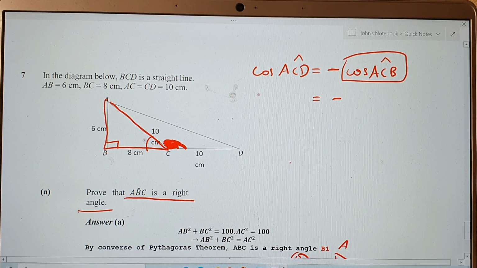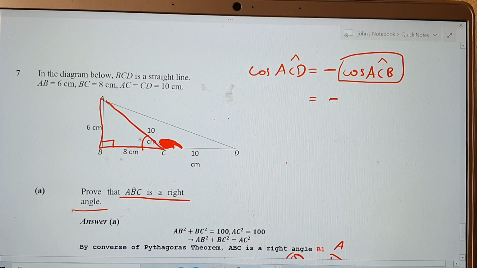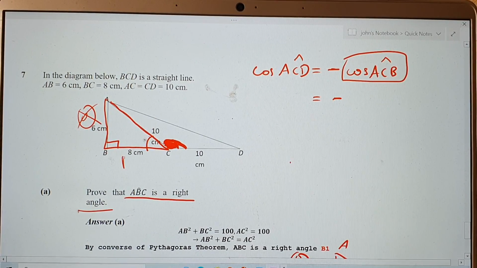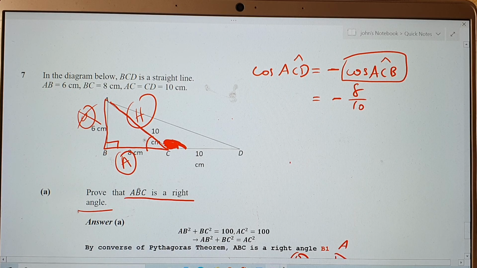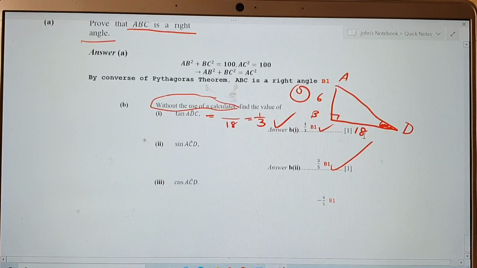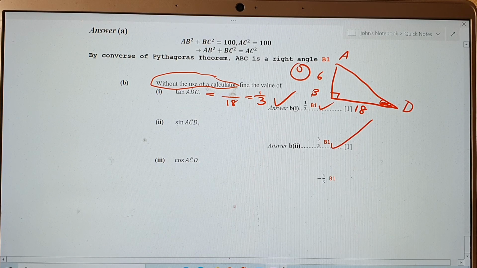Okay? Now, ACD, this is opposite, right? I'm not interested in opposite. I want the adjacent over the hypotenuse, so it's 8 over 10. Can I leave my answer like that? No, you can't. You must leave it in the simplest form. So it's minus 4 over 5. Okay, so you check answer. That's all. I will stop this first part of the video. You continue with the next part when you're ready, okay?